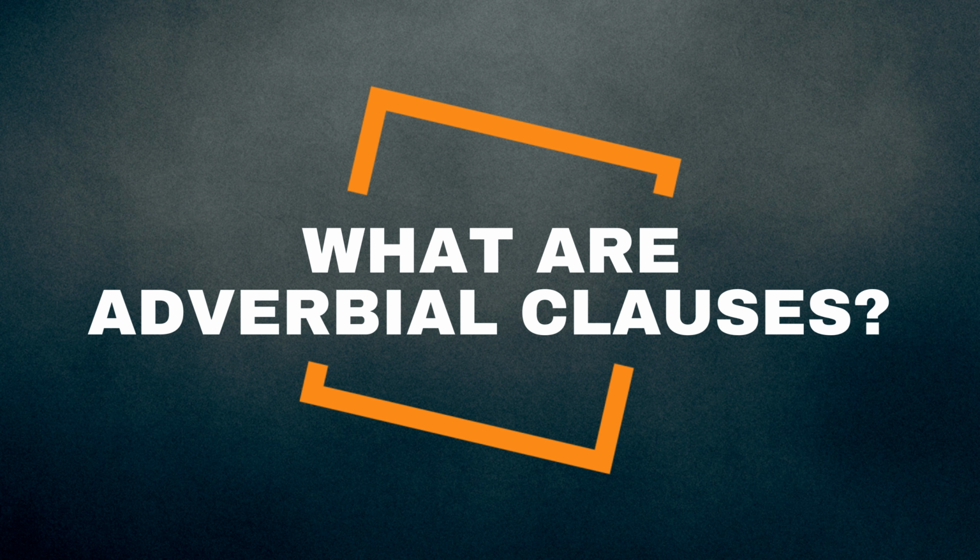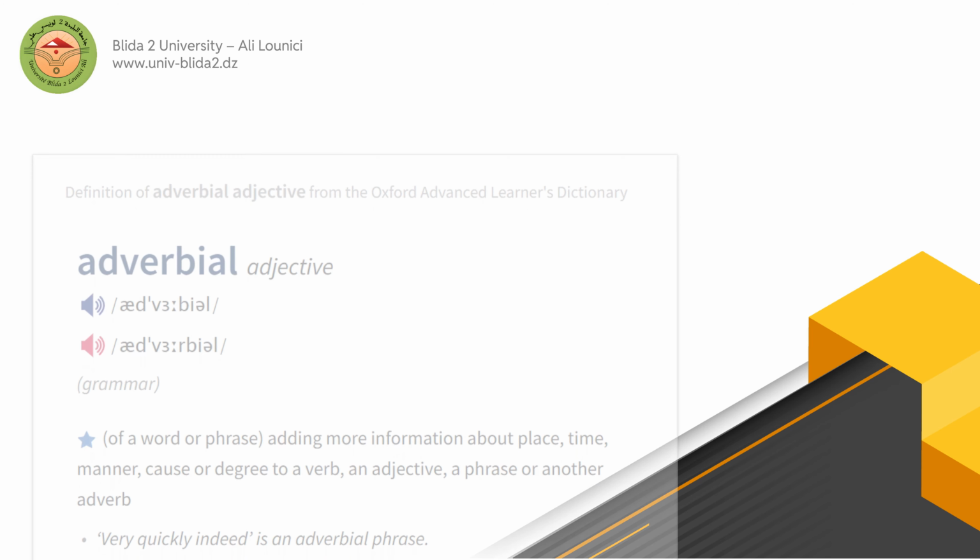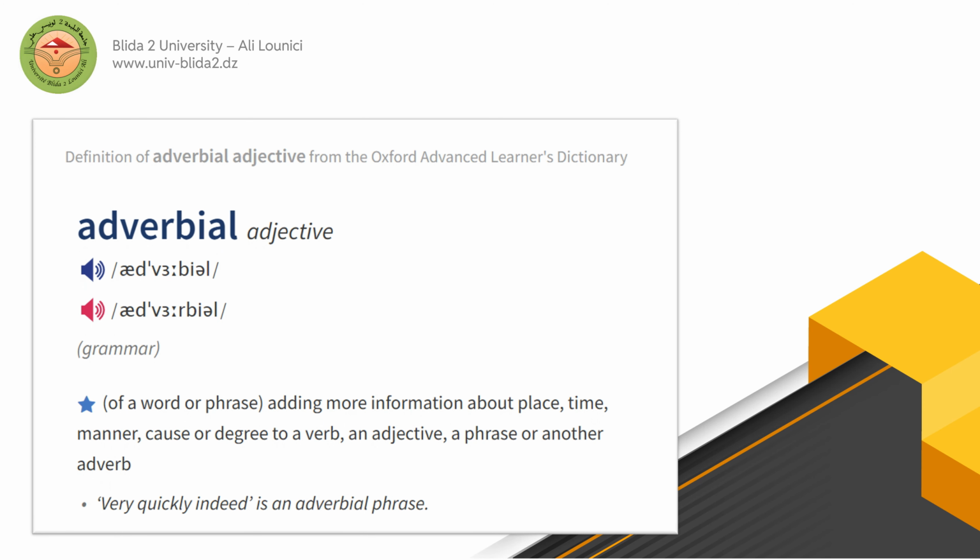So, what are adverbial clauses? Before we do that, we need to look at the word adverbial itself. If you go to the Oxford Advanced Learner's Dictionary, you will see that the word adverbial can be used to refer to a word or phrase which adds more information about place, time, manner, cause, or degree to a verb, an adjective, a phrase, or another adverb. In other words, it tells us when, where, why, or how something happens.